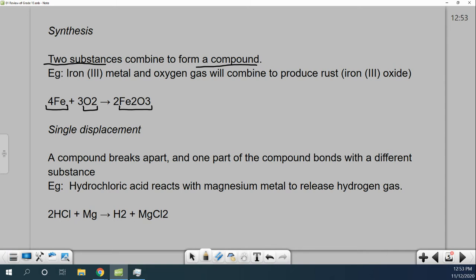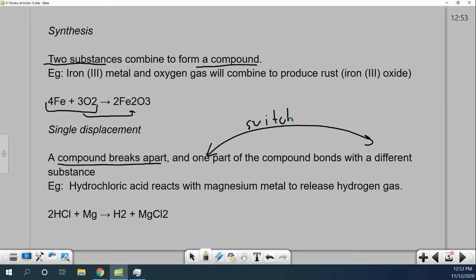Single displacement is your next common type of reaction. So we're going to pay attention. This is 2 up here, breaking down into 1. In a single displacement, a compound breaks apart, and one part of the compound switches with a different substance. So hydrochloric acid reacts with magnesium metal to release hydrogen gas.